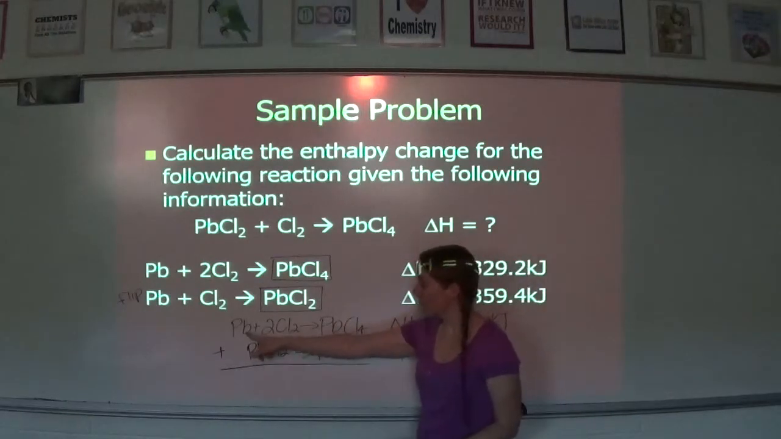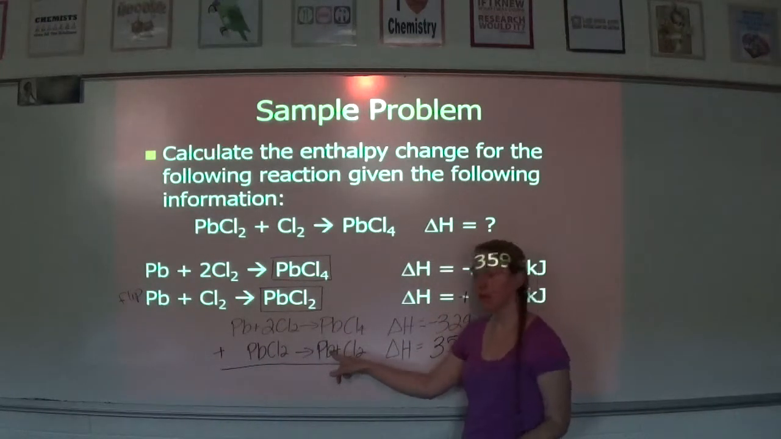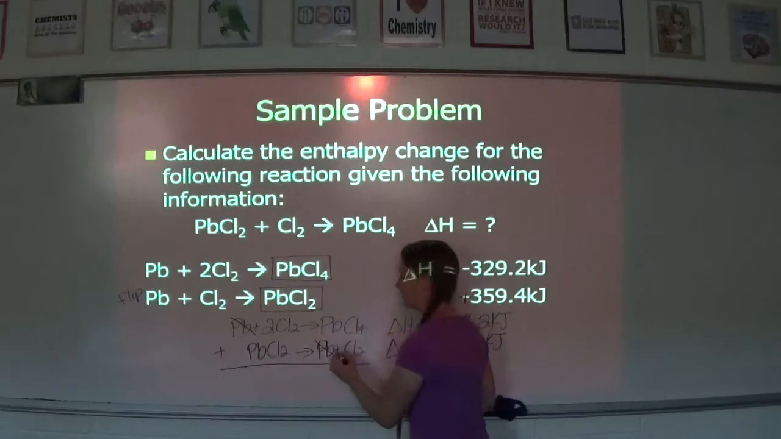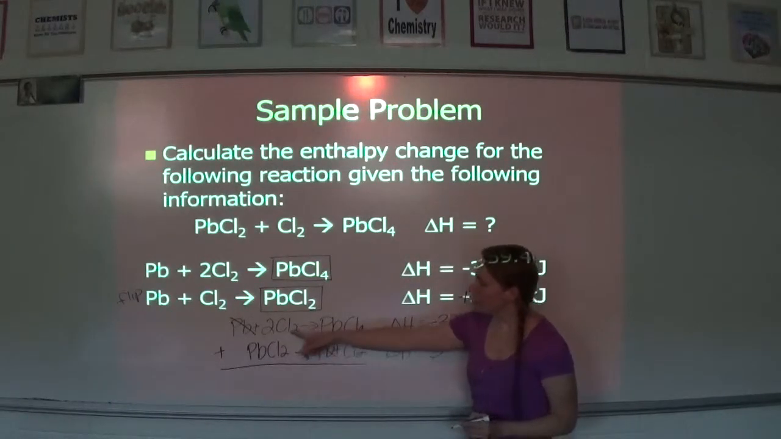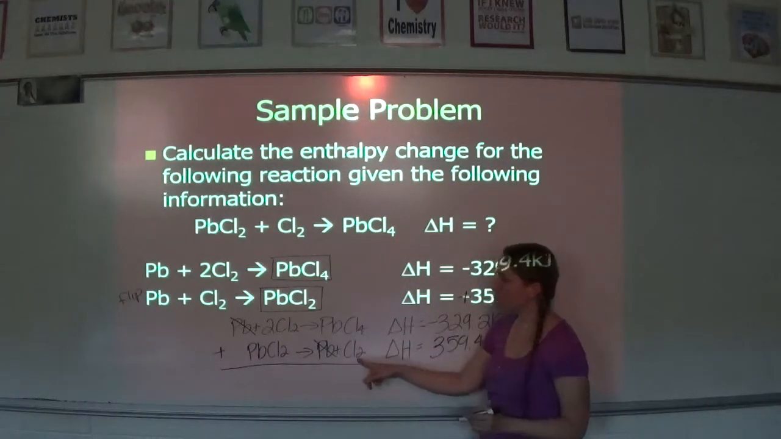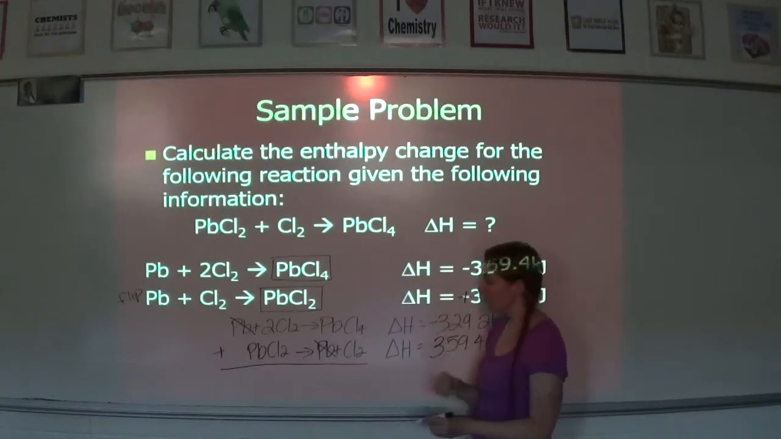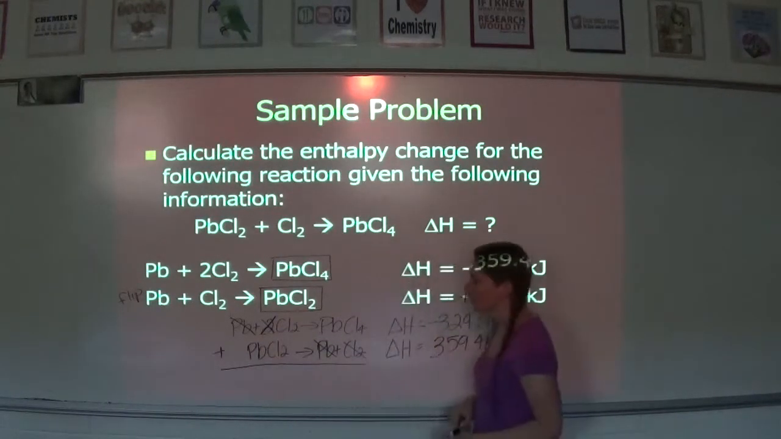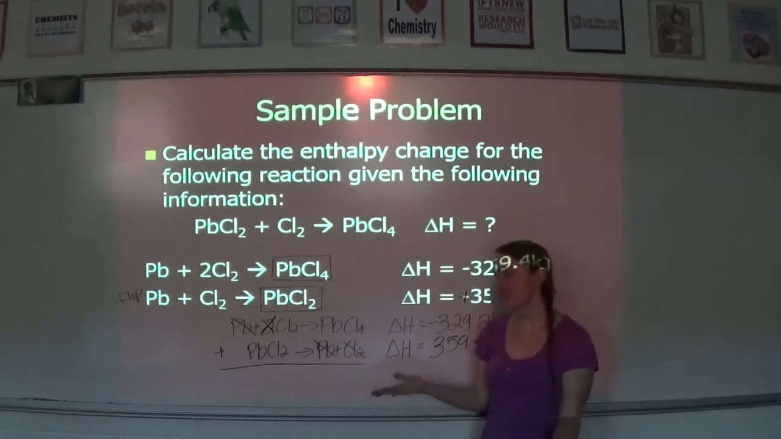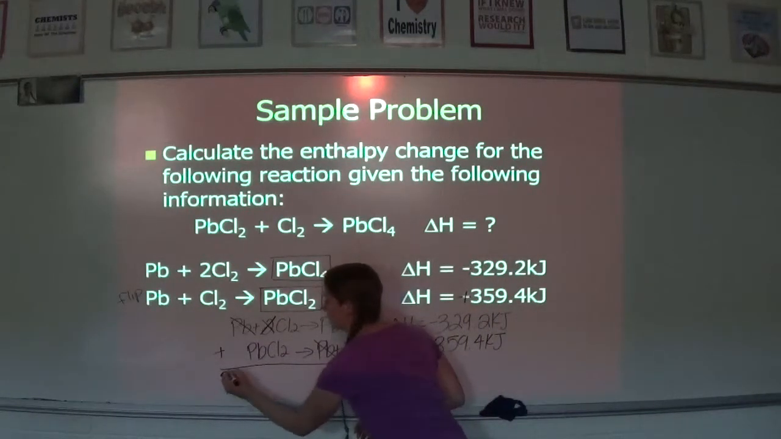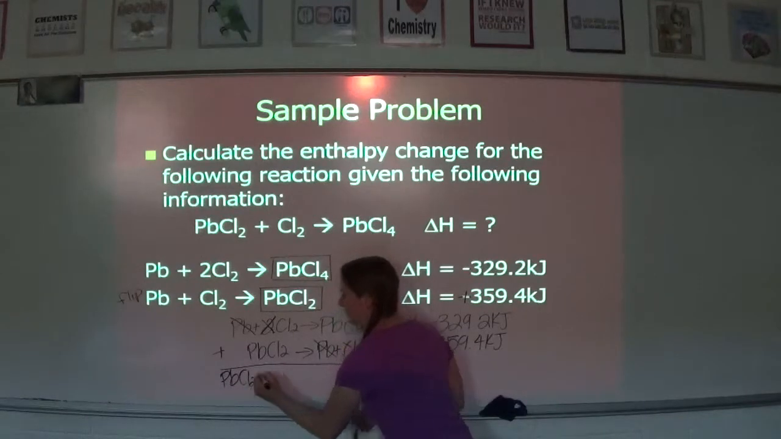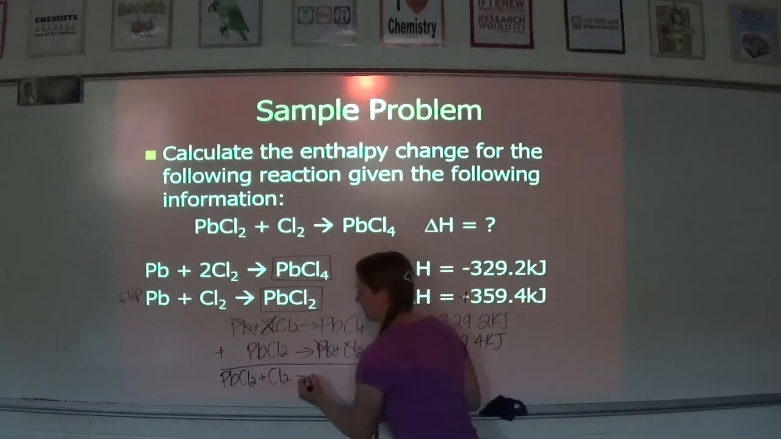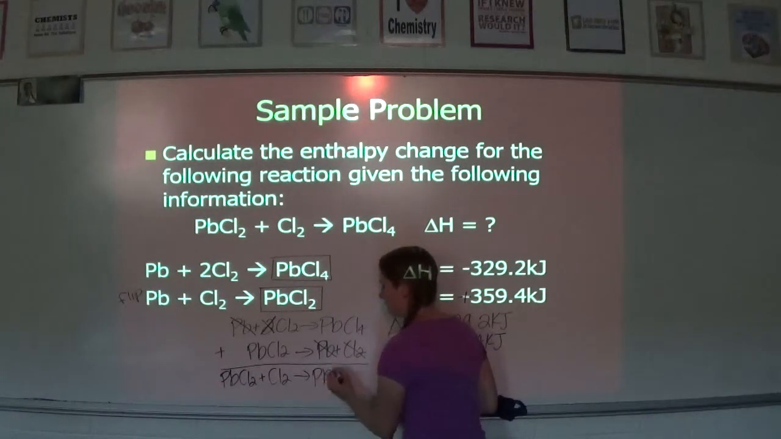See how we have a Pb on the reactant side and a Pb on the product side? Those cancel. We have two Cl2s, and here we have one Cl2, so that means one of the Cl2s will cancel. So I get rid of this one, and here I'll just mark out the 2. And then whatever you have left adds together. So I have a PbCl2, I have a Cl2, my arrow, and a PbCl4.